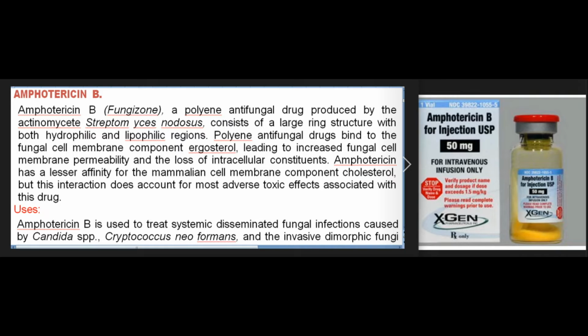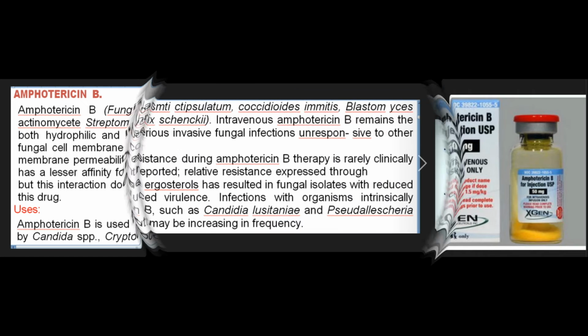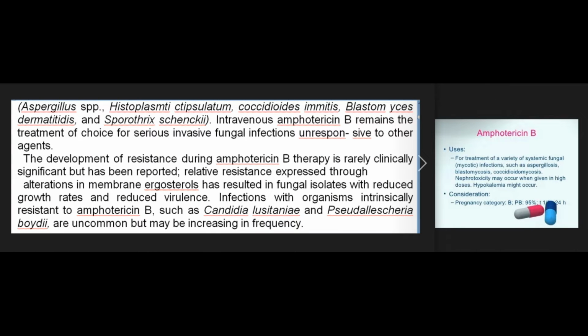Uses: amphotericin B is used to treat systemic disseminated fungal infections caused by Candida species, Cryptococcus neoformans, and the invasive dimorphic fungi, Aspergillus species, Histoplasma capsulatum, Coccidioides immitis, Blastomyces dermatitidis, and Sporothrix schenckii. Intravenous amphotericin B remains the treatment of choice for serious invasive fungal infections unresponsive to other agents.